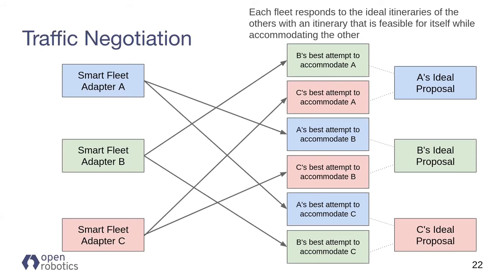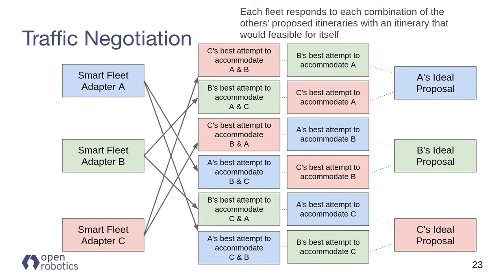And then after this step, each one of them will again try to create their best attempt to accommodate the other two, right? And of course, if there are more fleet adapters involved in the conflict, it will keep growing. But basically, in this case, we have three.